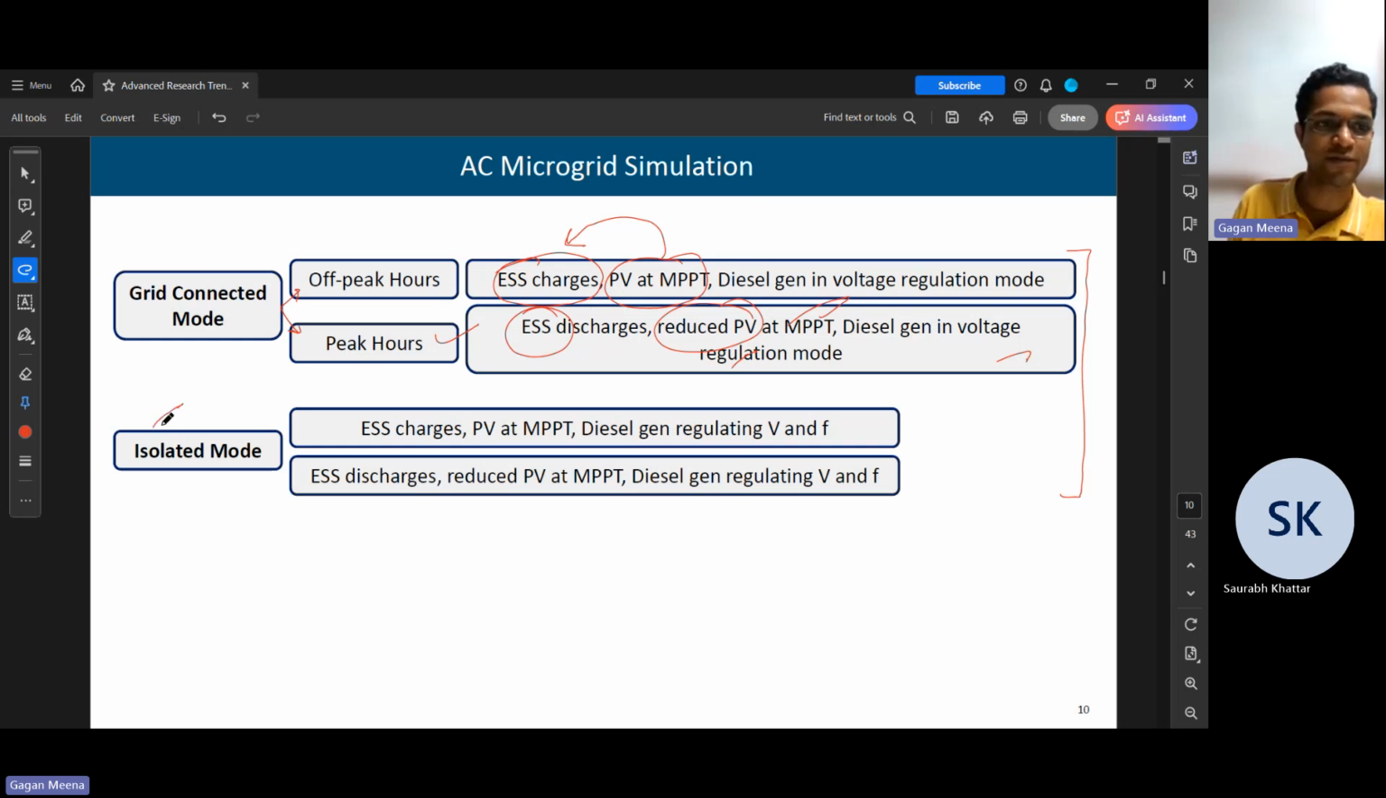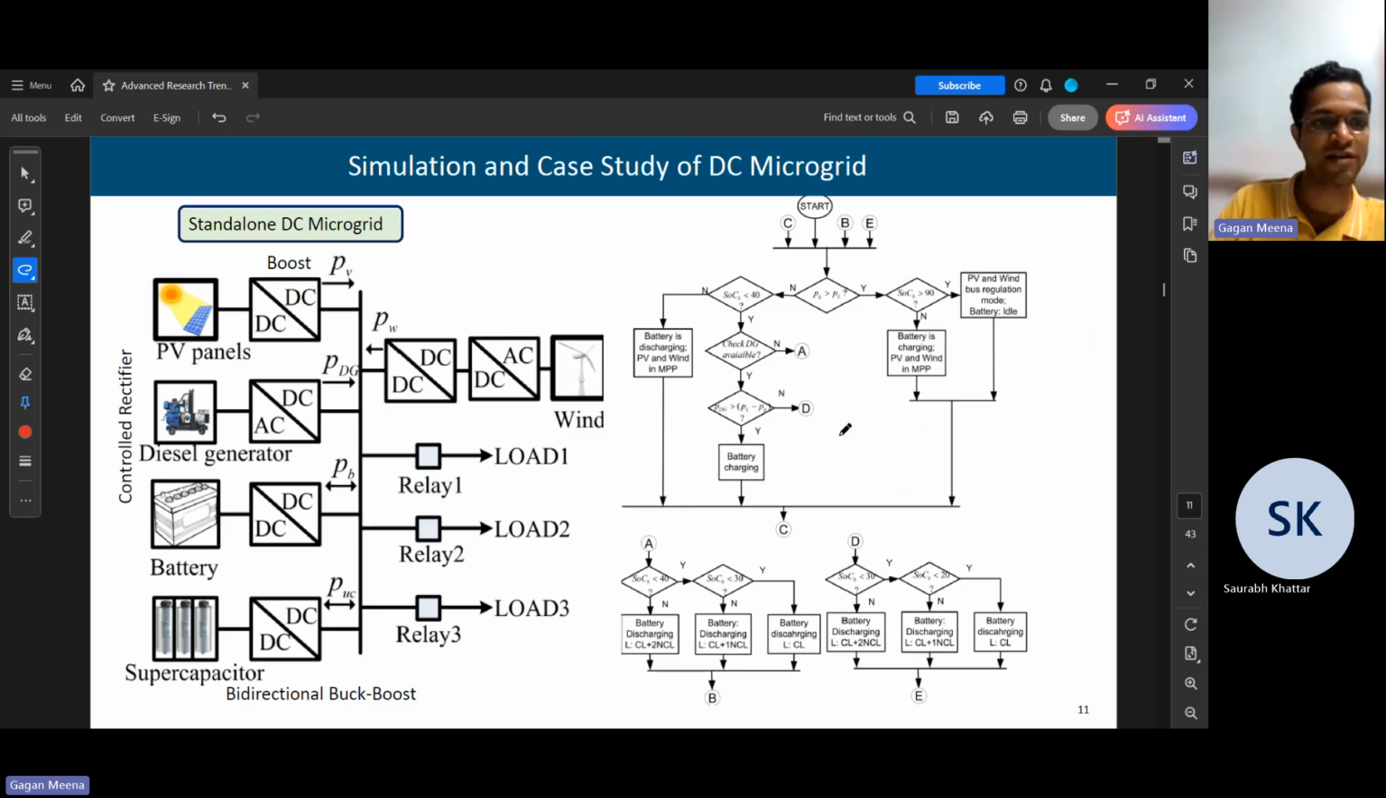Now in isolated mode, the diesel generator has to regulate both voltage and frequency. It will be regulating both voltage and frequency. Here the energy storage will charge and PV at MPPT at off peak hours. And similarly for peak hours also. The only difference is that here the diesel generator is regulating both voltage and frequency in the isolated mode.